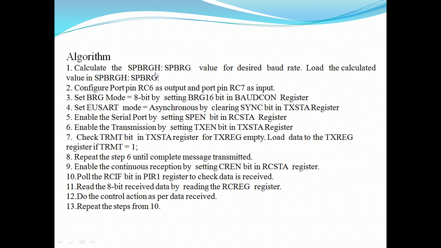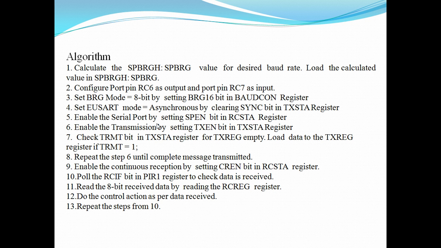So this is the algorithm for transmission and reception of data, from the microcontroller to the personal computer, or from the personal computer to the microcontroller. These algorithm steps we need to follow to have serial communication between the microcontroller and the personal computer. This is all about serial communication. In the next session, we will discuss the program and the calculation of baud rate for transmission and reception of data.